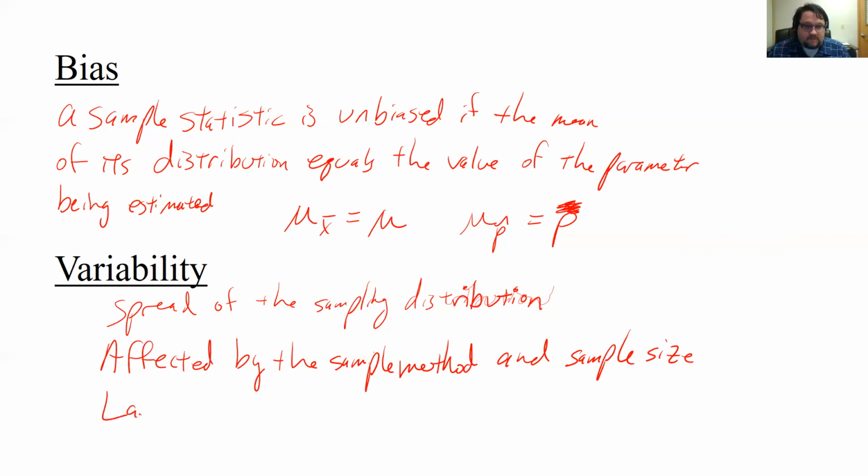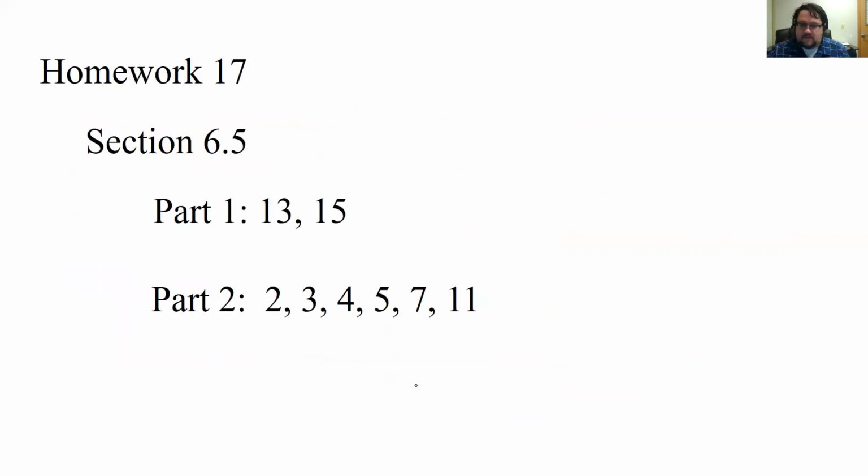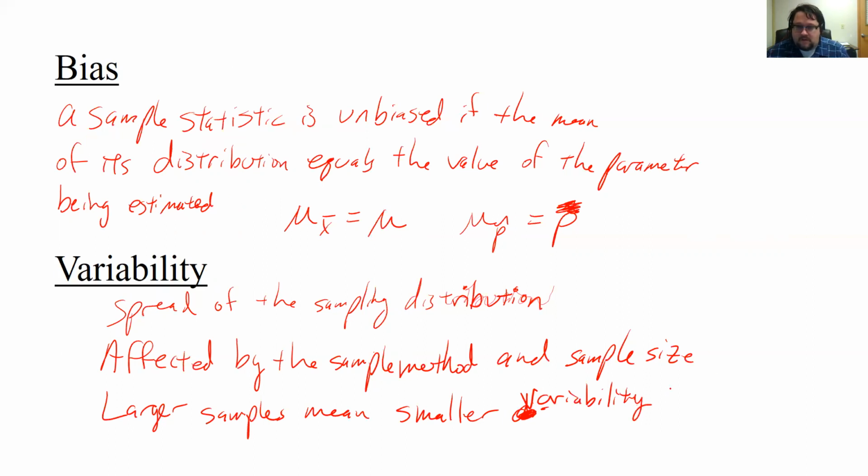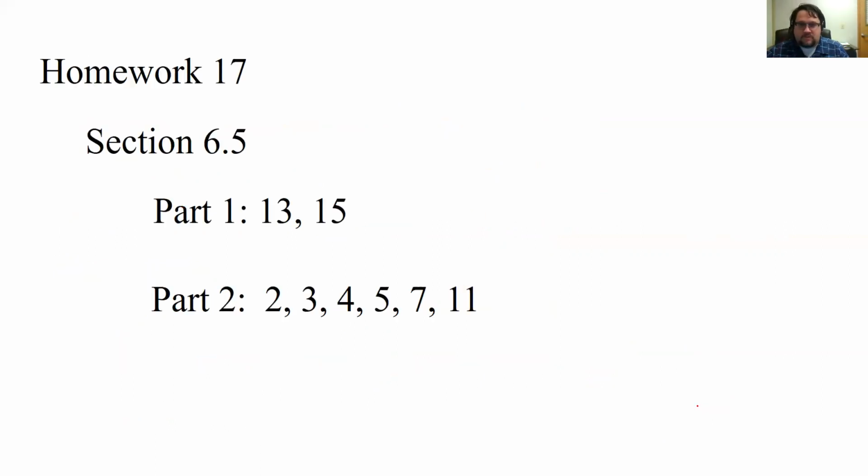The big thing here is larger samples mean smaller distribution, or smaller variability, smaller spread. Okay. So the larger your sample, the smaller the variation, the smaller the variability or the spread of it. Okay. So go ahead and work out 2, 3, 4, 5, 7, and 11.